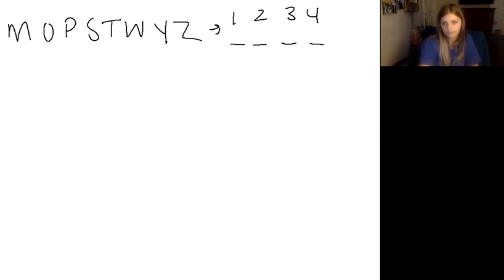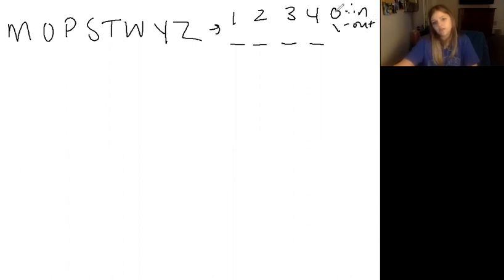And then just as a reminder for circle slash, we have our circle being in and our slash being out. So when a variable is in, we're going to circle it. When a variable is out, we're going to slash it.